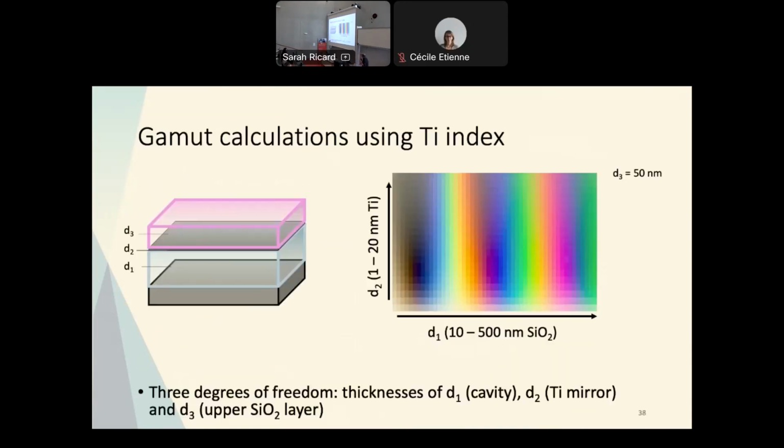Here I plotted the evolution of the color of the structure, which is silver, silica, titanium, and some silica layer. I plotted the color that you can generate as a function of the thickness of this silica layer, which is the cavity, and the thickness of this very thin metallic layer of titanium. You can see that by varying these two parameters, I can scan a wide range of colors, and these colors are very bright.